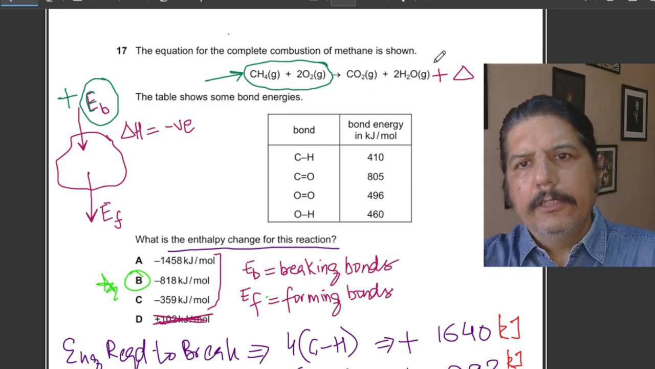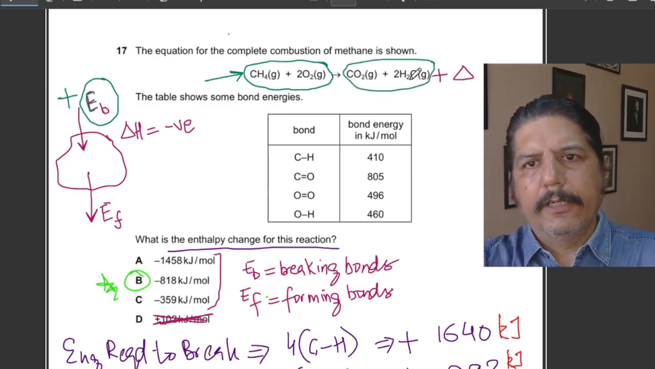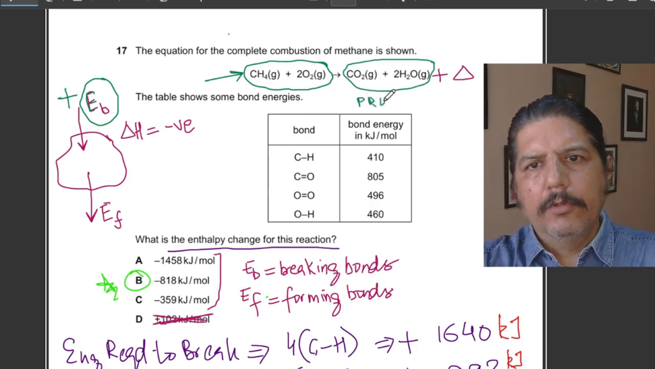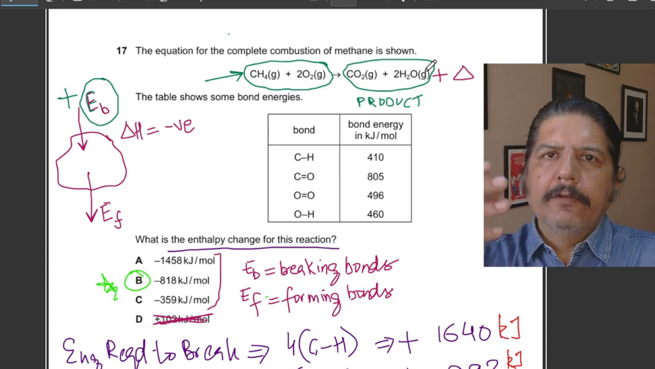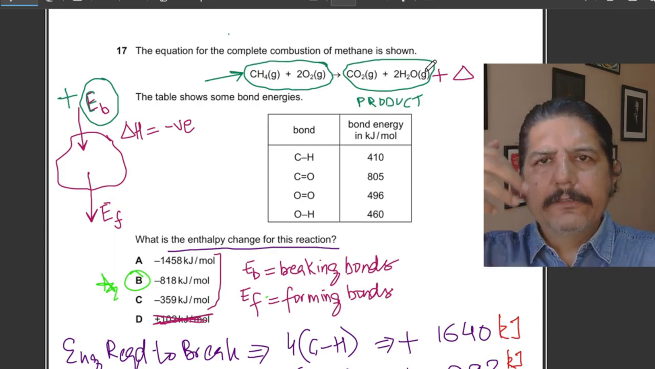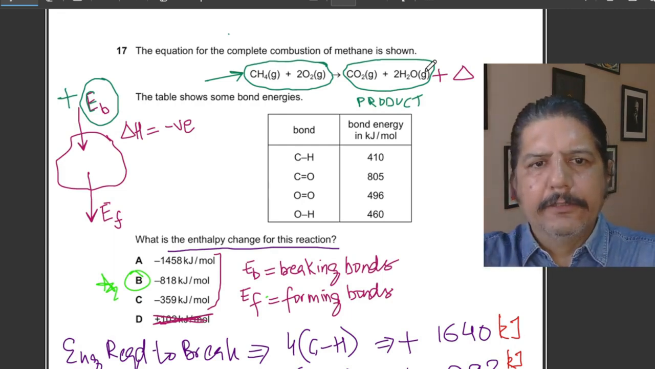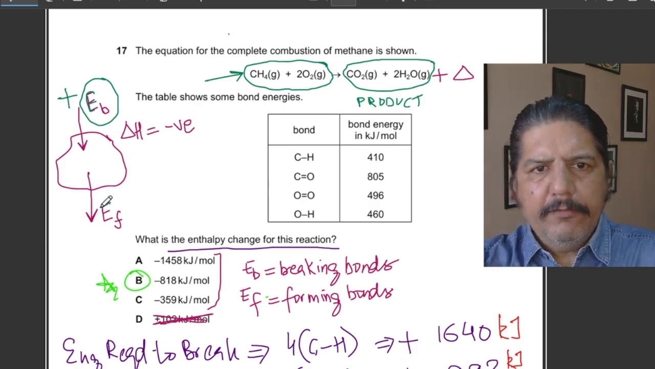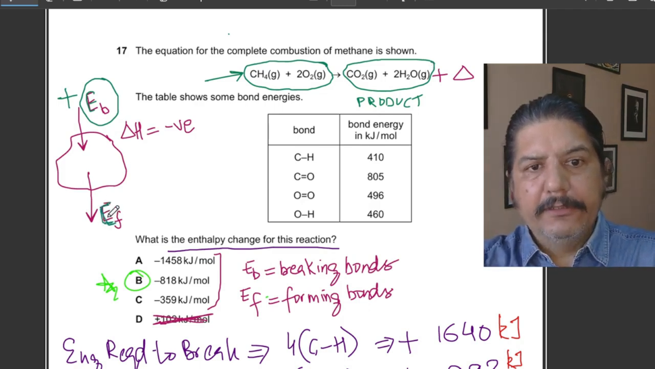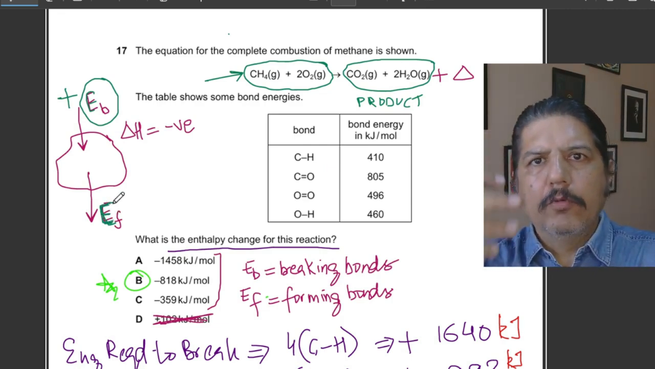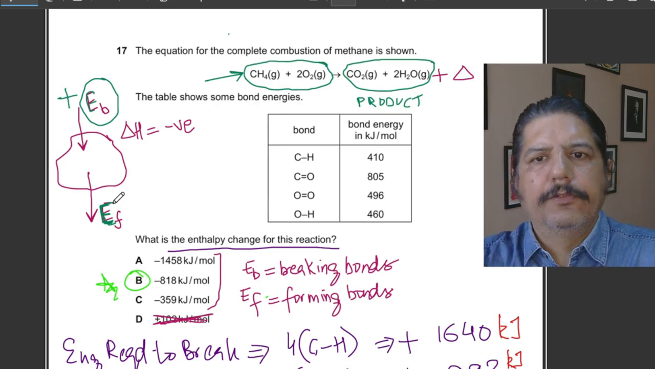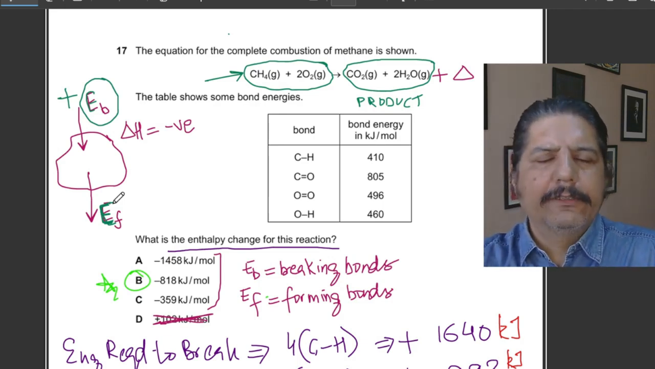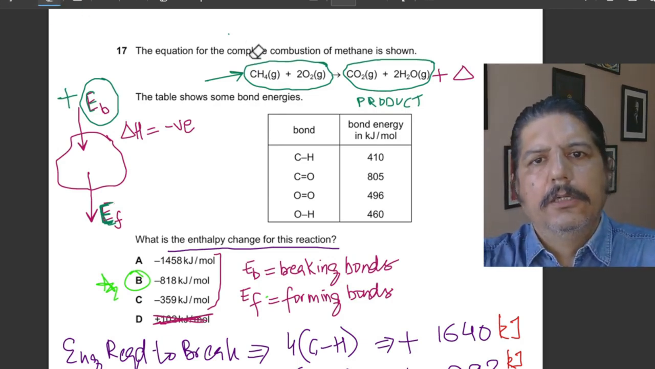And on the product side, new bonds would be formed. Whenever new bonds are formed, energy is released. So EF would be the energy which will be released when new bonds are formed. I hope this is making it clear. Otherwise, you can look at the calculation, and then it will start making sense.